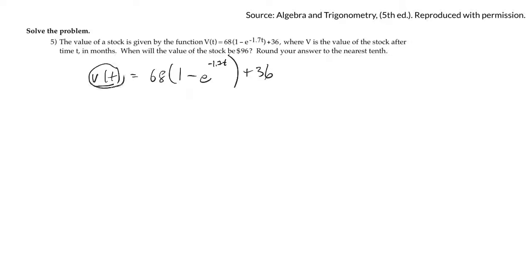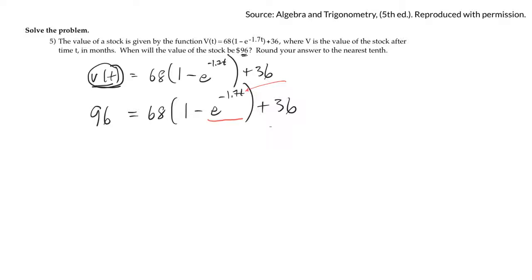So this is the value, and they want to know when that number is 96. I can replace this with 96 equals 68 times (1 minus e to the negative 1.7t) plus 36. Now I need to solve for t, which is up in the exponent. What I first need to do is isolate that term. So first I'll subtract 36 from each side.